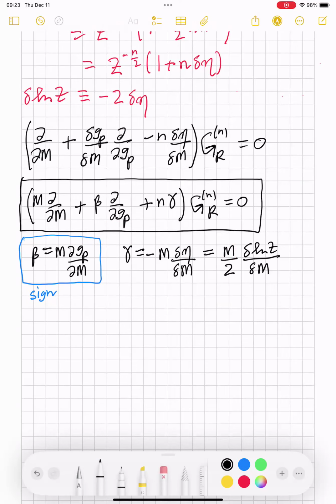And now I want to stress something that I said before, but it's well worth stressing. The anomalous dimension comes from the wave function renormalization.